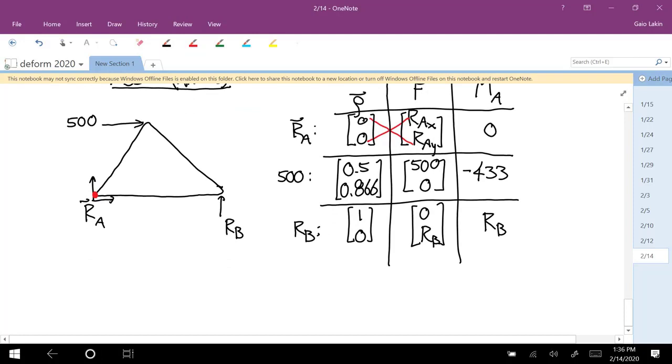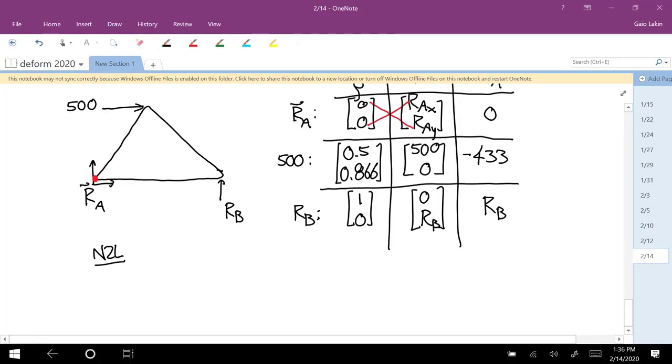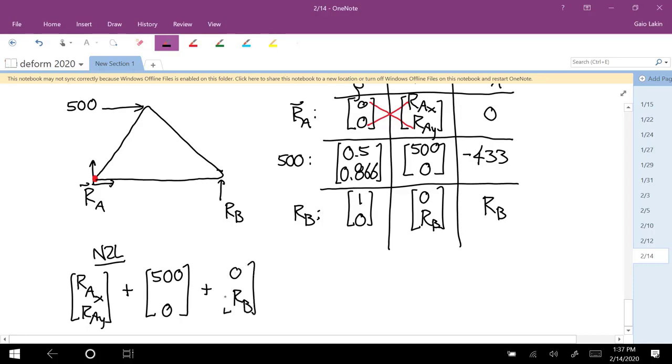And now we have this column. That's all our force vectors. Since it's static, we can add those up and set it equal to 0. And then the moment equation, add those up and set them equal to 0. So Newton's second law says RAX, RAY plus 500, 0 plus 0, RB is equal to zeros.